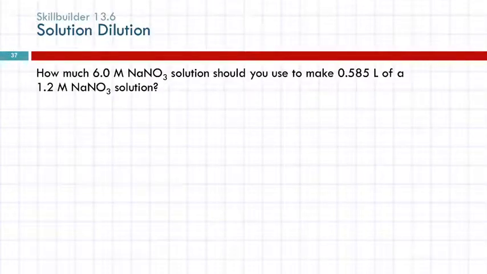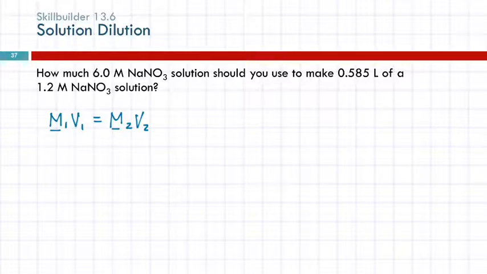So let's do a calculation. How much 6 molar sodium nitrate solution would you use to make 0.585 liters of a 1.2 molar sodium nitrate solution? So this is going to use that equation, M1V1 equals M2V2. What's important here is that you get the correct volume and molarities together. It doesn't matter which one you call 1 and which one you call 2.